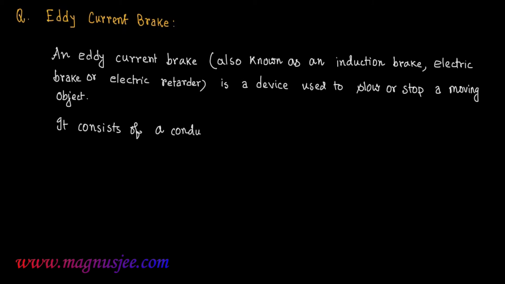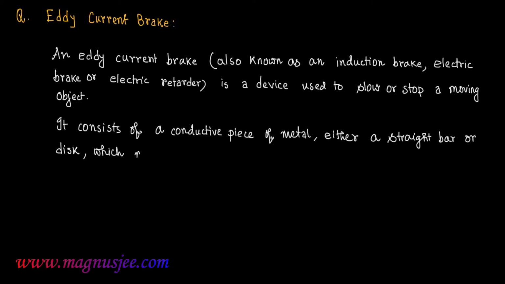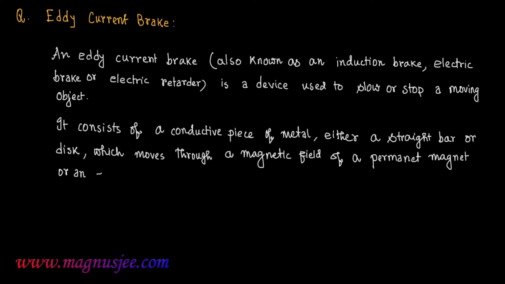It consists of a conductive piece of metal, either a straight bar or a circular disc, which moves through a magnetic field of a permanent magnet or an electromagnet.